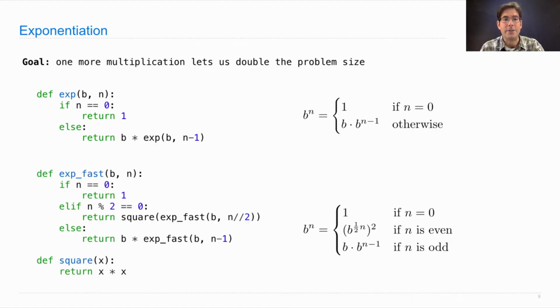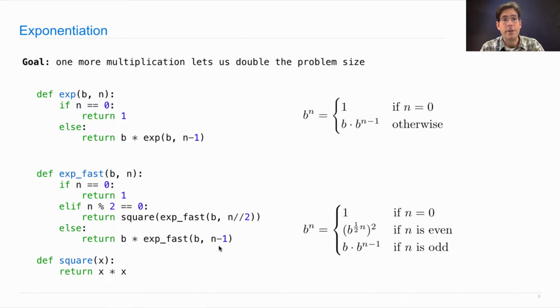Here's an implementation. This is a more efficient version of exponentiation that has two different recursive cases depending on whether n is even, in which case you square the result of exponentiating b and n divided by 2, where I know that n is even, so floor division will give me the exact result. And if n is odd, then I use my old definition.